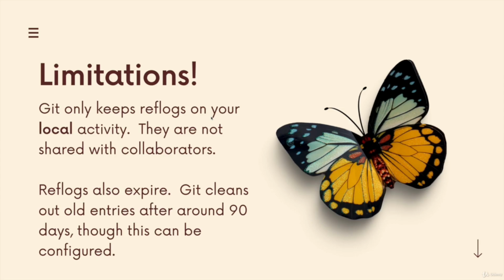But you can actually change that. I don't really think it's worth changing. I wouldn't change it, but there is a way to do that. You can make it shorter if you wanted to. But the main takeaway from this video is that they do expire. So it's not a permanent record of everything you've ever done if you have a really old repository with lots of work locally. So again, only local changes are tracked in reflogs, and they do expire.